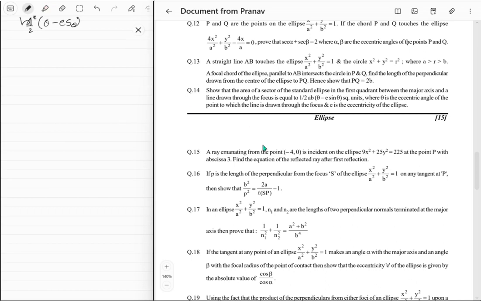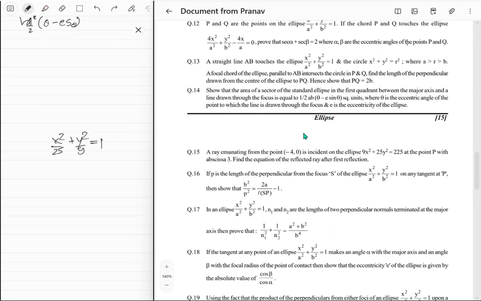A ray emanating from this point is incident to this ellipse at the point P with abscissa 3. The ellipse is x squared upon 25 plus y squared upon 9 is equal to 1. So you got this ellipse. It's basically 16, that's AE. The ray emanates from the point -4, 0. Isn't that just the other focus? At a point P with abscissa 3, so x equal to 3.